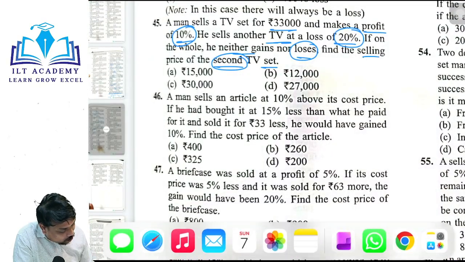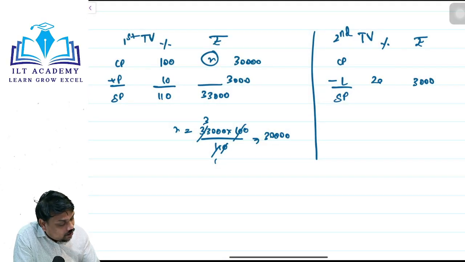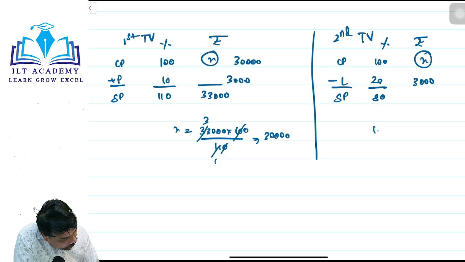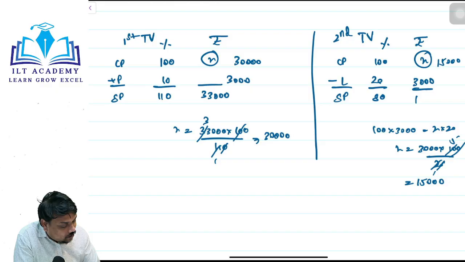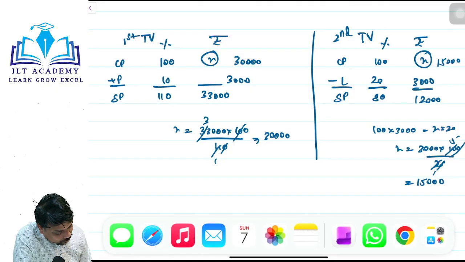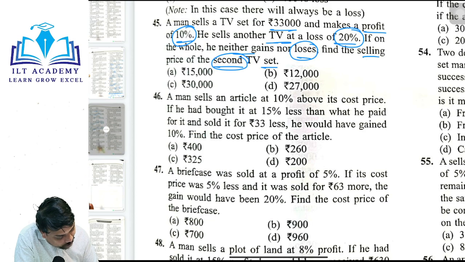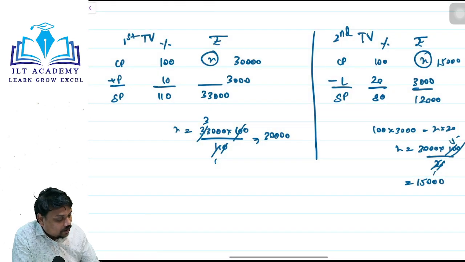Okay, so this is 100, this becomes 80. Anywhere you can put x. If I put here, I will get 100 into 3,000 is equal to x into 20. So x is equal to 3,000 into 100 divided by 20. 15,000. 15,000 is the cost price. So here it will be 12,000. Now what was asked in the question? Find the selling price of the second TV. The selling price of the second TV set becomes 12,000.